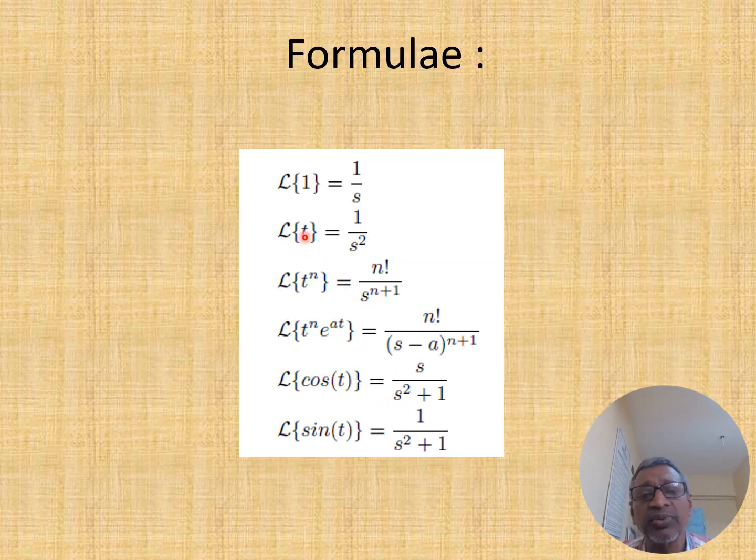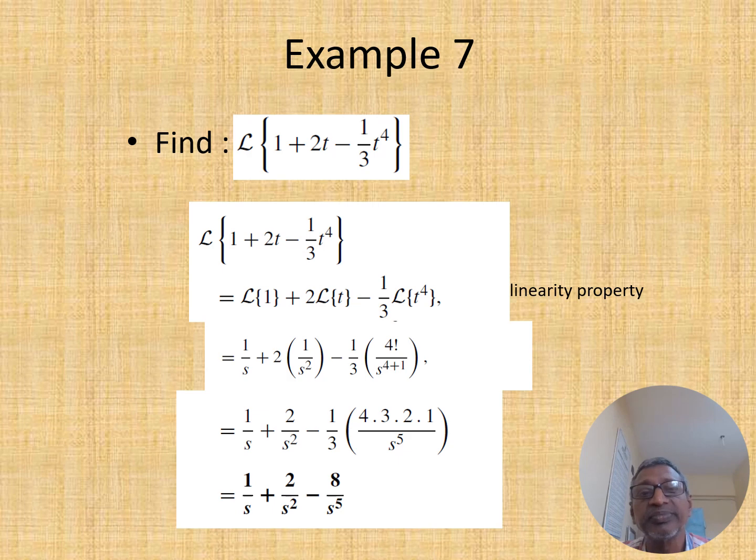The formulas that you have so far calculated, I can summarize like this: L of 1 is equal to 1 by s, L of t is equal to 1 by s square, L of t power n is n factorial by s power n plus 1, L of t power n into e power at is n factorial by s minus a power n plus 1, L of cos t is equal to s by s square plus 1, L of sin t is equal to 1 by s square plus 1. These things we have already calculated, and we have summarized all the results here. In a similar manner, we can calculate the Laplace transform of different functions using the property of linearity.